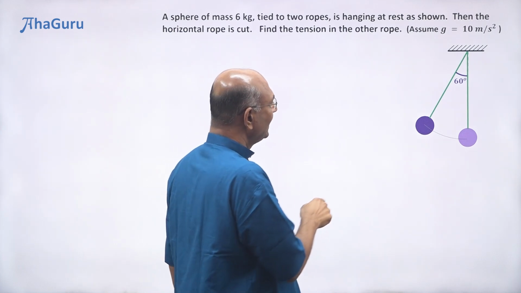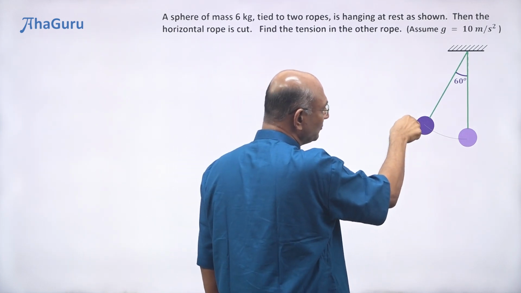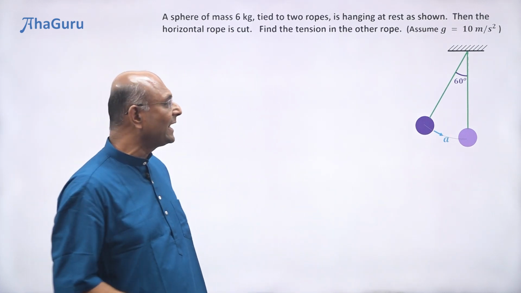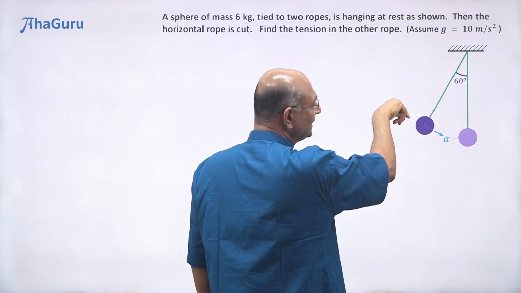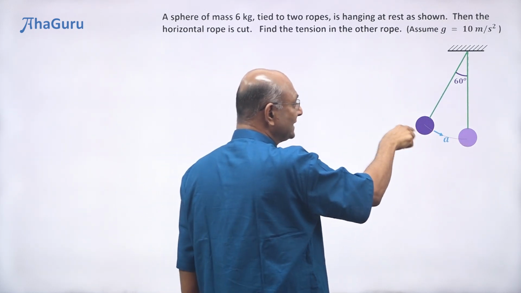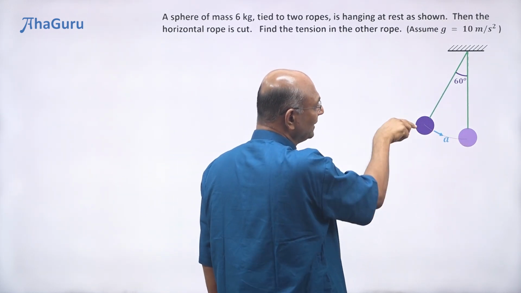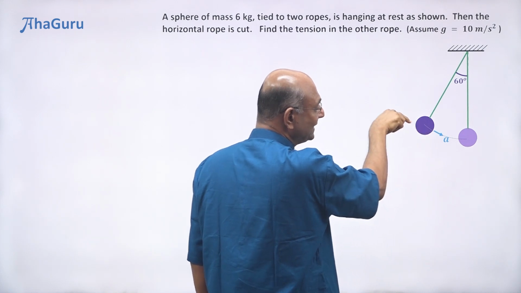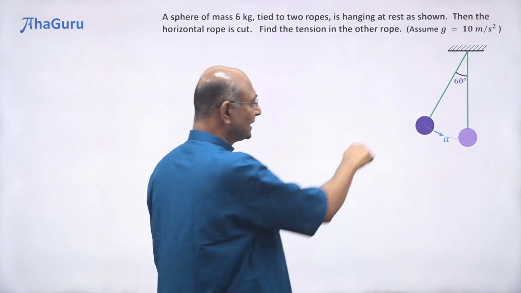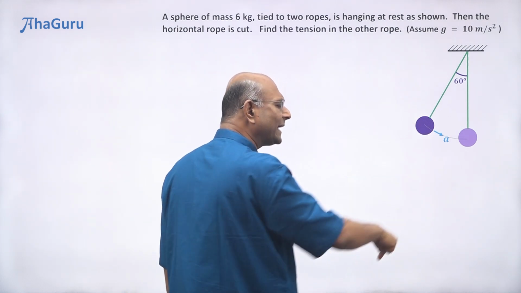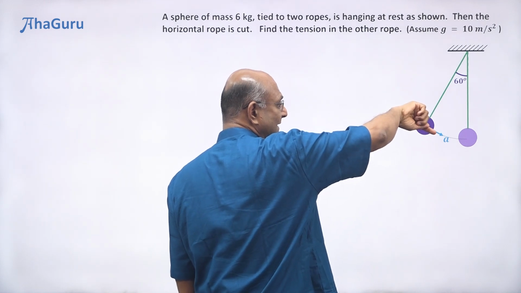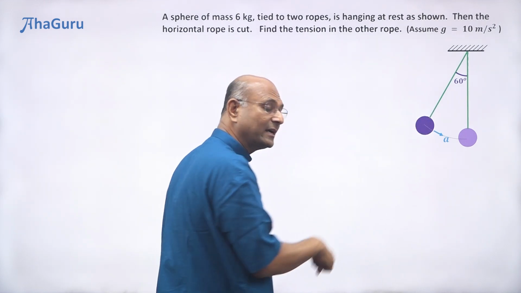Now think about it. It starts from rest and it is moving in this direction. So that means it must have a tangential acceleration. Basically, it is moving along the tangent to this circle. So at this instant, when you cut the rope, this sphere is going to have a tangential acceleration. Now, the acceleration is tangential. Does that mean that the vertical acceleration is 0? No. You see that this acceleration clearly must have a vertical component.